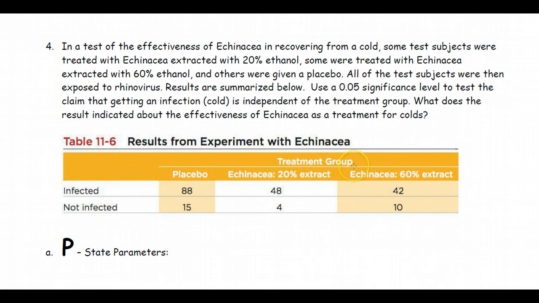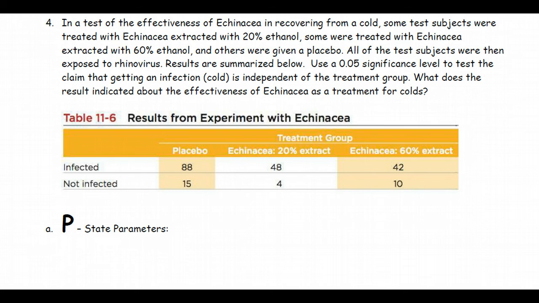Let's look at number 4. In a test of effectiveness of echinacea in recovering from a cold, some test subjects were treated with echinacea with 20% ethanol, some were treated with echinacea with 60% ethanol, and others were given a placebo. All of the test subjects were then exposed to rhinovirus. Results are summarized below. Use a 0.05 significance level to test the claim that getting an infection is independent of the treatment group. What does the result tell us about the effectiveness of echinacea for colds?